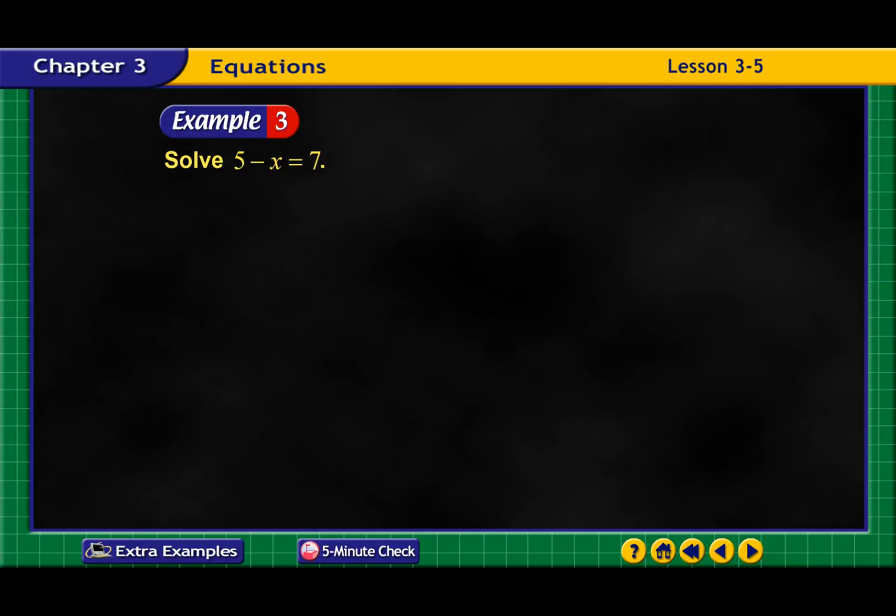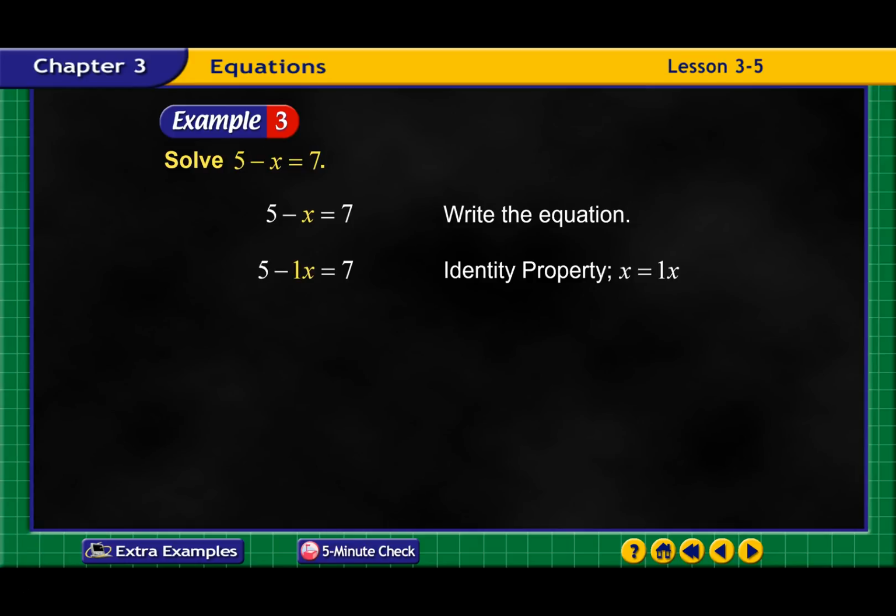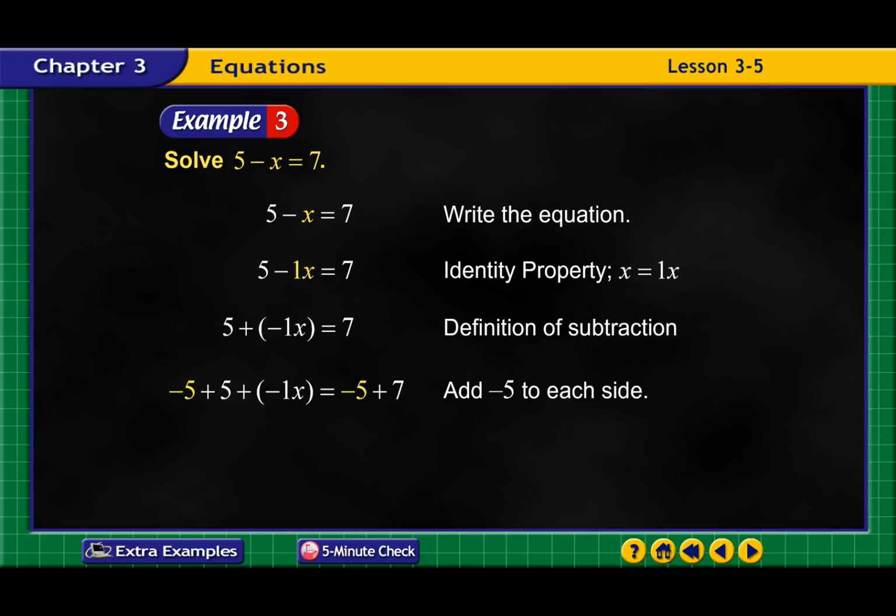Keep going. All right, so from here, they're just trying to trick you because now they've made this a negative number, or a negative x, which really is technically negative 1x. So first we write the equation. I'm going to use the identity property to put that 1 in there. They like to use definition of subtraction. I'm okay with you doing that. From there, you can subtract 5 from both sides. Leaves me with negative 1x.